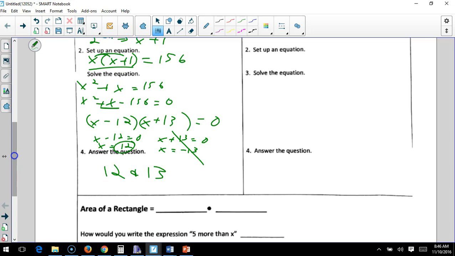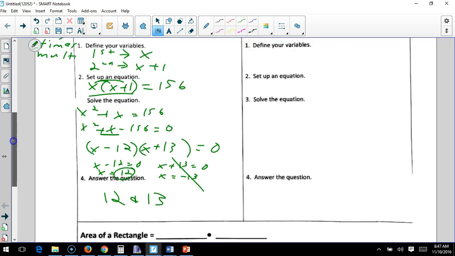Now, think about it. What's the next negative number after negative 13? It's not negative 14, it's negative 12. So we count to the right. And if you do negative 13 times negative 12, you get 156. So negative 12 and negative 13 are consecutive negative numbers. 12 and 13 are consecutive positive numbers. They give us 156. Okay?